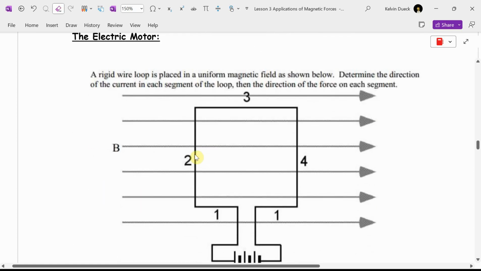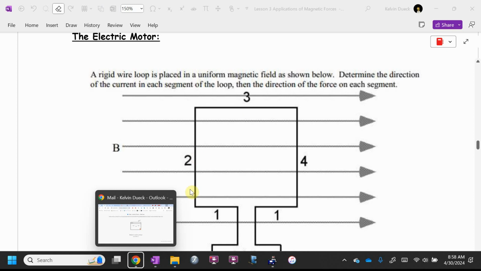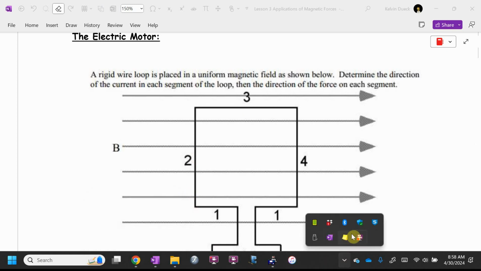Another very neat application is the electric motor. Suppose instead of a rigid wire in a straight line, let's suppose, Maya, we put a wire in a loop like this, and we put it in the magnetic field as shown below. Got another latecomer? Let me pause the video.